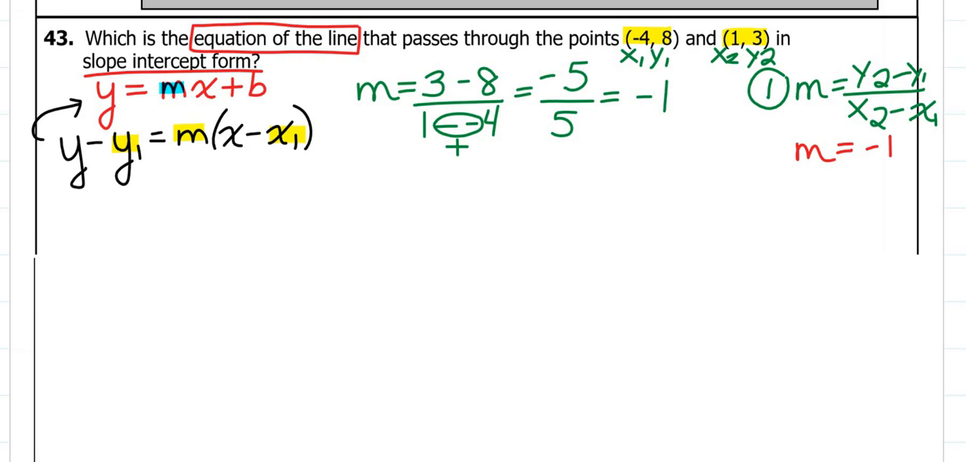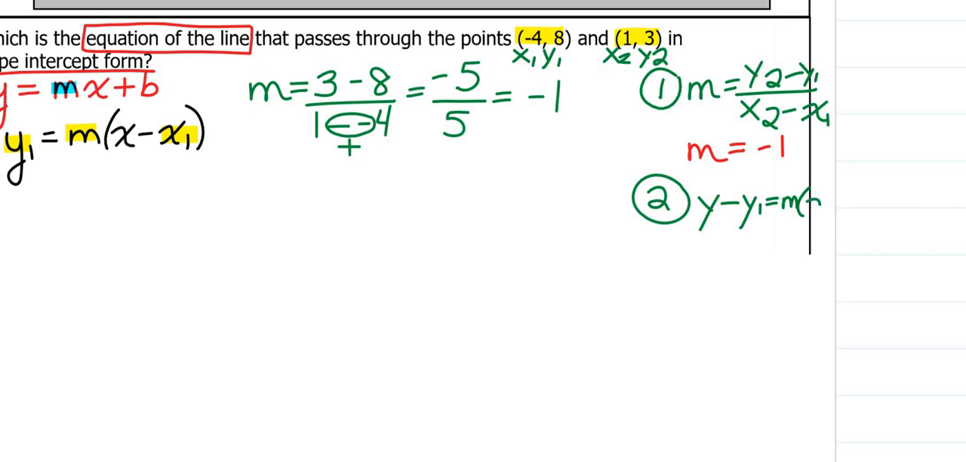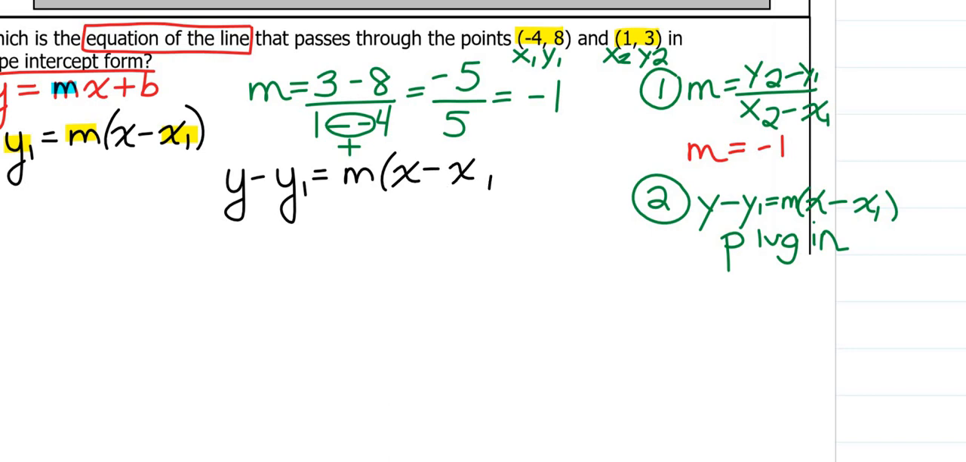The next thing that I need is a point that I can plug into my point slope form. So the next thing is I'm going to plug into here. All right, so let's go ahead and do that. Y minus y1 equals m times x minus x1. So I'm plugging in everywhere I have a y1 and x1, and I'm plugging in for the slope that I just found in step 1. I have to choose what point I want to use. I'm going to use 1, 3. I could use either one, but I'm going to use 1, 3.